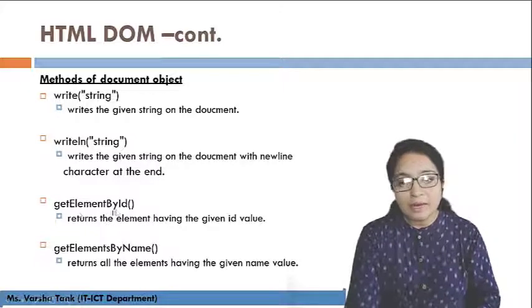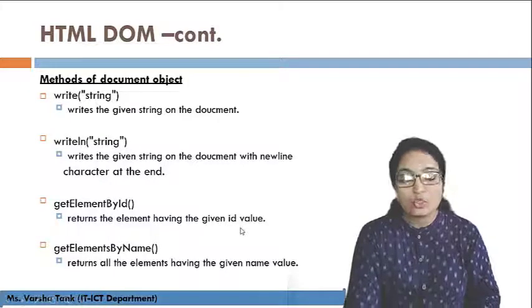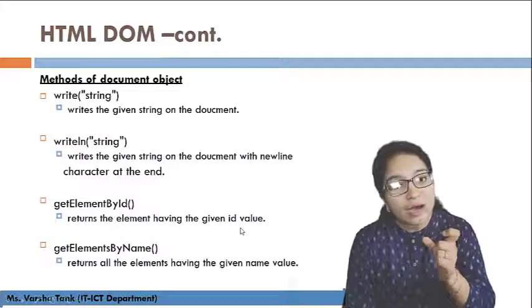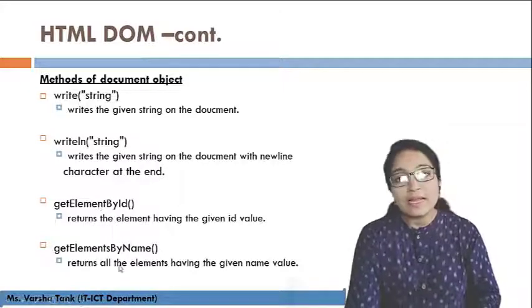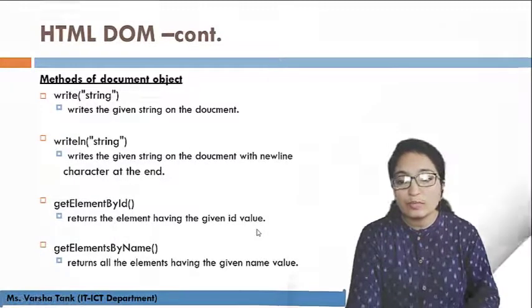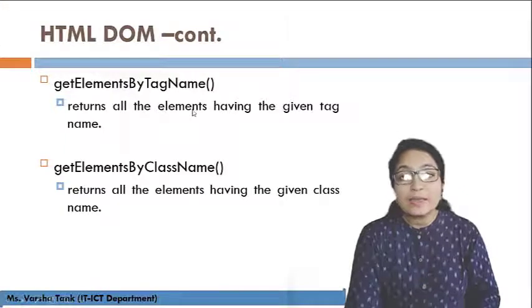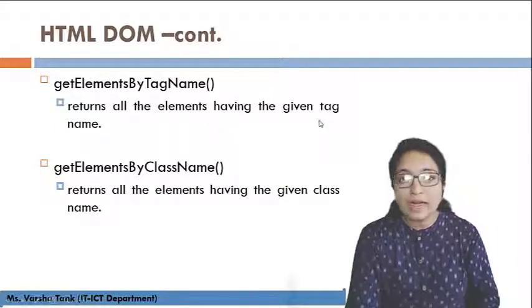Next is getElementById. It returns the element having the given ID value. Whenever we are accessing a value using the ID, at that time we can use getElementById. Then getElementsByName returns all the elements having the given name value. You can also access by tag name and by class name. The getElementsByTagName returns all the elements having the given tag name, and getElementsByClassName returns all the elements having the given class name.